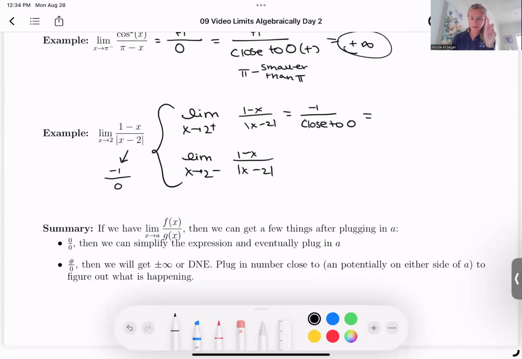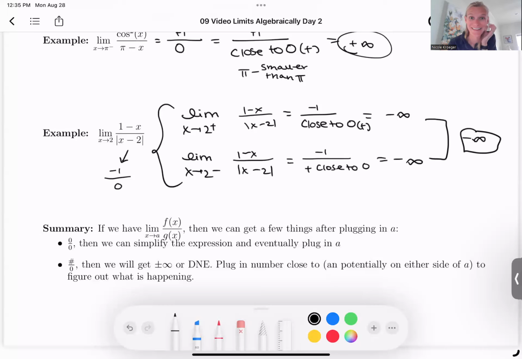And so I'm going to get -1 divided by a positive number close to 0. That's going to give me negative infinity. Exact same thing's going to happen if I plug in a number a little bit smaller than 2 because the denominator still has absolute values. So we're still going to have a positive number close to 0. So I'm going to get negative infinity out. Since these agree with each other, that means my overall limit, my goodness, guys, I can't talk. My overall limit is negative infinity.